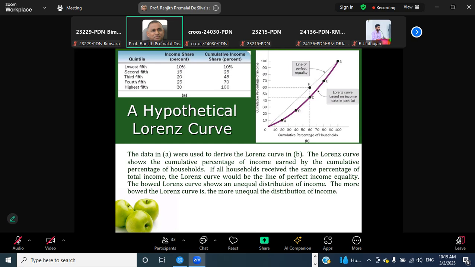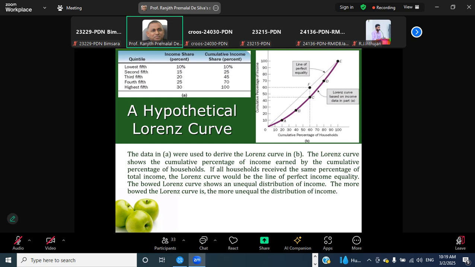But if you order it from lowest to highest, then you see the lowest is 10, and the cumulative income share is 20. So it is below the line. Likewise, if you plot it, you get the Lorenz curve, which is deviated from the perfect line of equality.